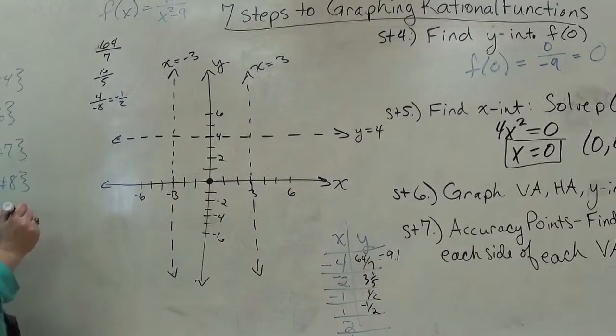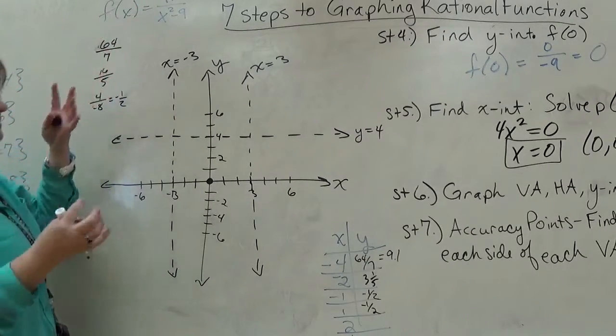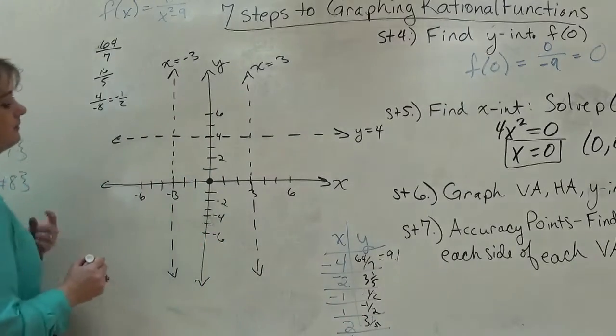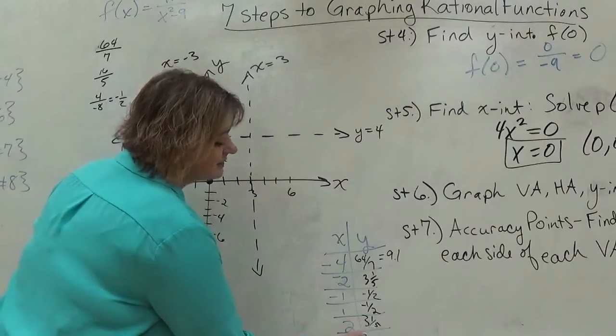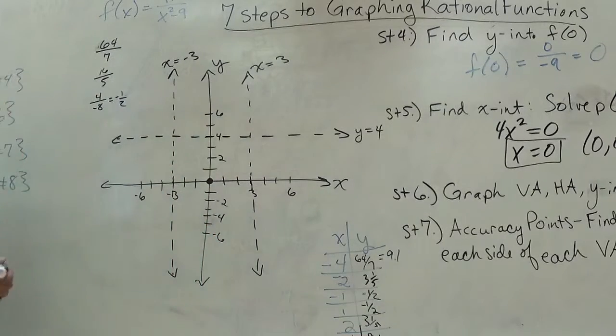Plug in positive 2, I get the same as negative 2 because anything squared is positive, so I end up getting exactly the same thing. So that's going to be 3 1/5 again, and then plug in positive 4, I'm going to get 64 sevenths, which I actually figured out is 9.1. Okay, so just a little bit higher than 9. So now we need to plot all of those.